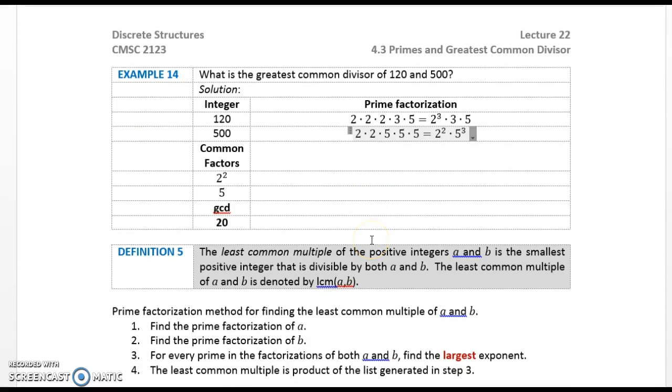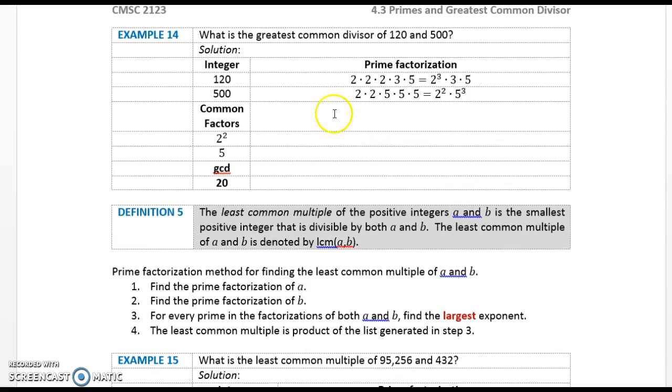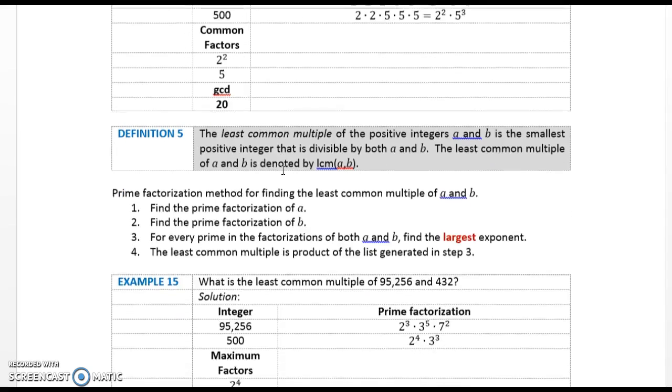Example, what is the greatest common divisor of 120 and 500? So factoring 120, I get 2 cubed times 3 times 5. Factoring 500, I get 2 squared times 5 cubed. So the common factors are 2 squared and 5. So therefore, the greatest common divisor is 2 squared times 5, or 4 times 5, or 20.